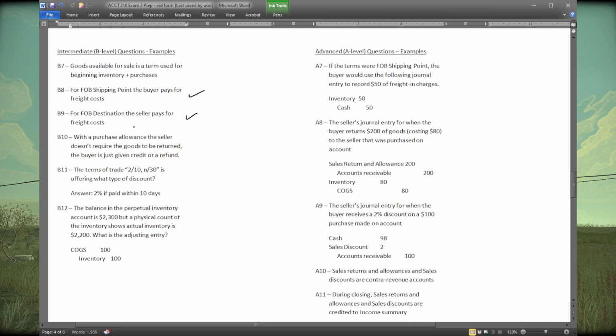FOB shipping point, the buyer pays for the freight cost. Because remember, when we're talking about the seller versus the buyer, and we say FOB shipping point, that's when it leaves the seller. So that means the buyer is responsible for the shipping and the shipping costs. Conversely, if it's FOB destination, the handover point is when it arrives at the buyer. So the seller is responsible for the shipping and the goods up to that point.